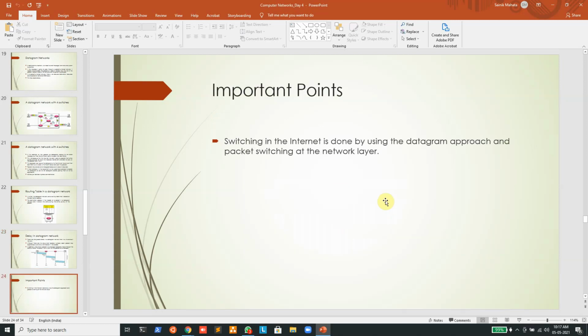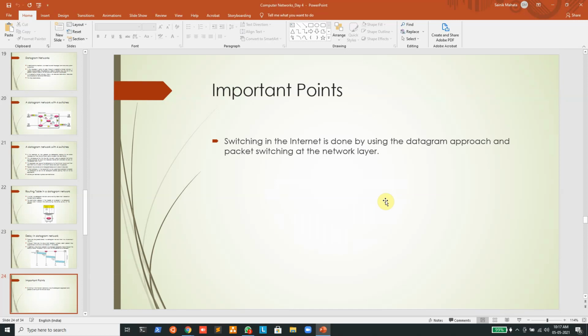Okay. There is one important point that we need to understand about switching in the internet. Whenever we are using the internet, switching is done using the packet switch network, not the circuit switch network, and this function generally happens in the network layer. We have seen that circuit switching happens in the physical layer, but packet switching happens in the network layer.